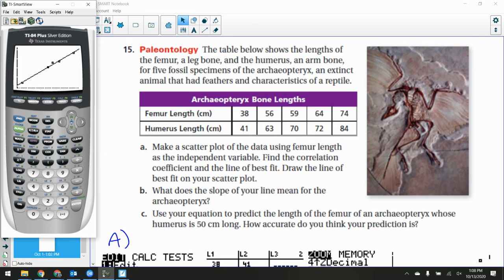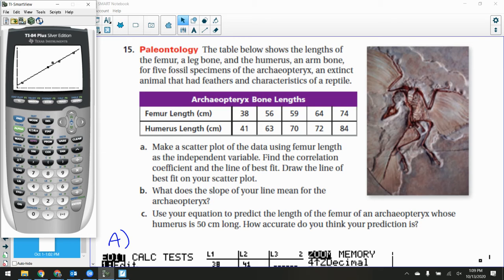Okay, what does the slope of this line mean? Well, really, what does the slope of any line mean? The slope of any line is the change in the y value divided by the change in the x value. So the y value is the humerus length, right? So it's the change in humerus length for every 1 unit of change in femur length. So my slope here is saying for every 1.2 centimeters in change of humerus, I've got 1 centimeter in change of femur length. Okay, that's really what my slope is representing.